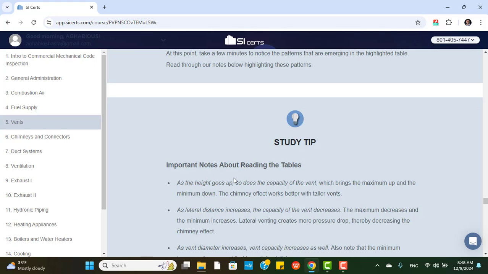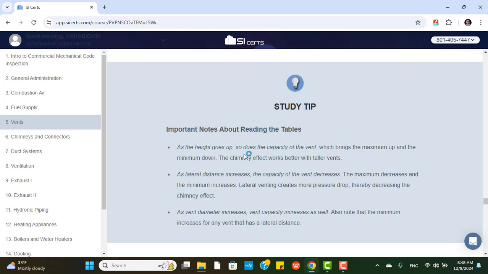Study tip, important notes about reading the table. Number one, as the height goes up, so does the capacity of the vent, which brings the maximum up and the minimum down. The chimney effect works better with a taller vent. Number two, as lateral distance increases, the capacity of the vent decreases. The maximum decreases and the minimum increases. Lateral venting creates more pressure drop, decreasing the chimney effect.